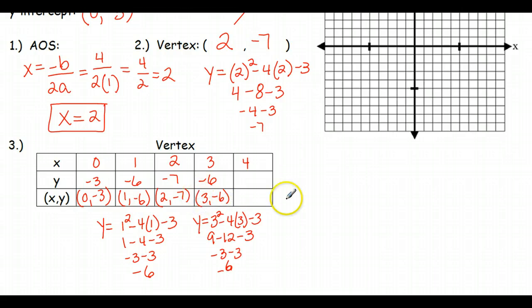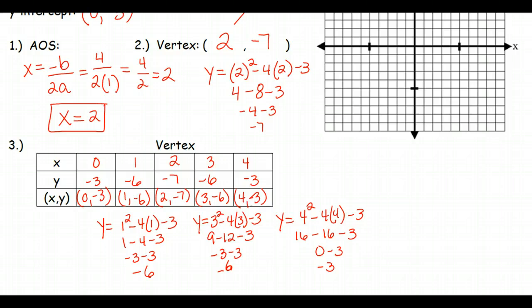Alright, last we're going to plug in 4. So we get y equals 4 squared minus 4 times 4 minus 3. 4 squared is 16, minus 4 times 4, which is 16, minus 3. 16 minus 16 is 0, minus 3 is negative 3. So we plug in negative 3, and our ordered pair is 4, negative 3.